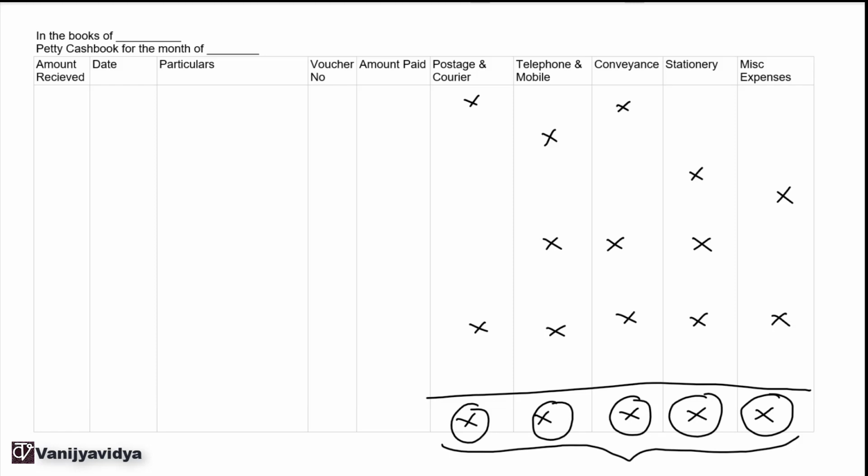This period is different depending on the policy of the company. It may be posted at the end of every day, at the end of week, at the end of fortnight, or at the end of a month. This was about your petty cash book. So this was about the basics of cash book.